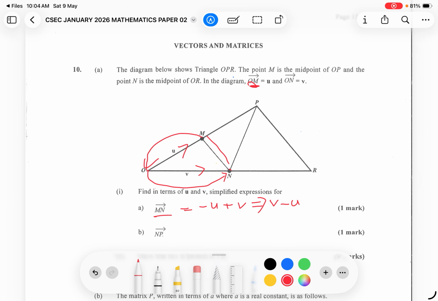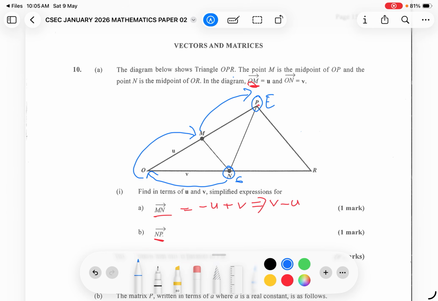So next, N to P. I want to go from N to P. How do I get there? Well, I have some options. So let's look at this. Traveling on this diagram now, I have some options. I want to go from N to P. Here is my starting point. Start. Here is my ending point. How do I get there? Well, I could go this way. I could go that way. And then I could go that way.